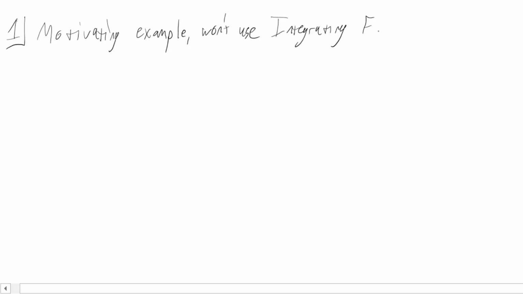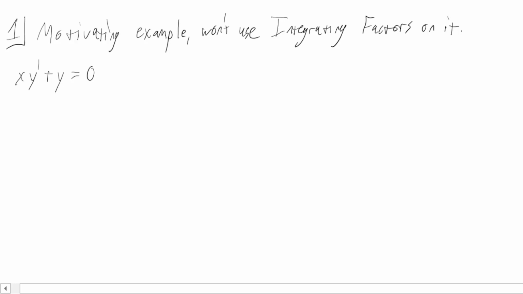So let's get started and jump into an example. So this first example, we're not actually going to use integrating methods. It's going to be a motivating example. So we might be able to do it just from regular observations from calculus. And our differential equation is going to be x times y prime plus y equals 0.